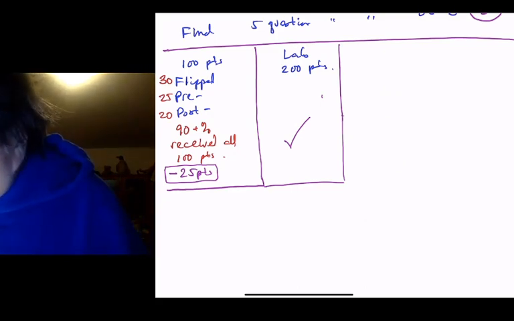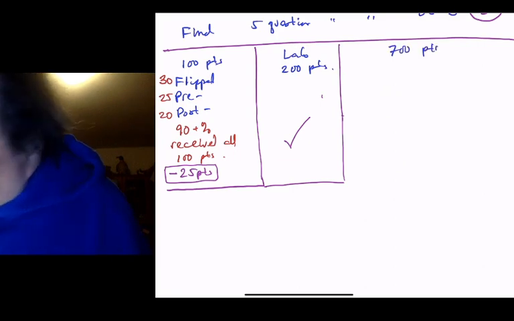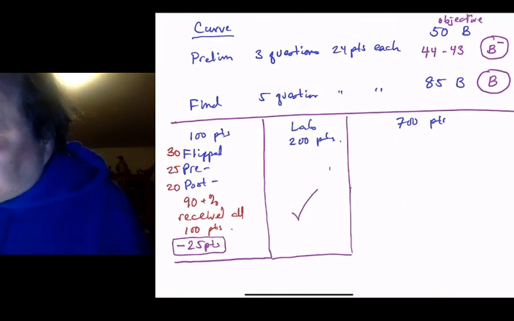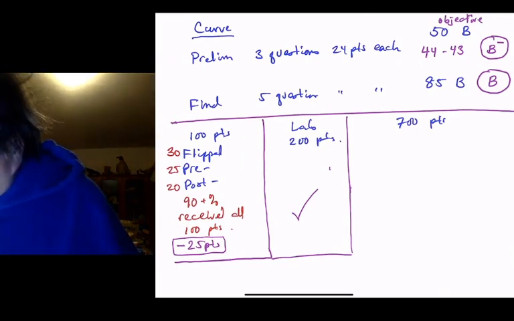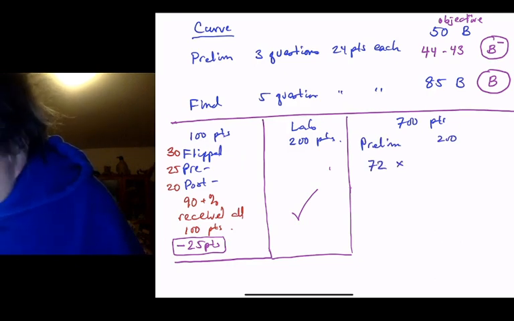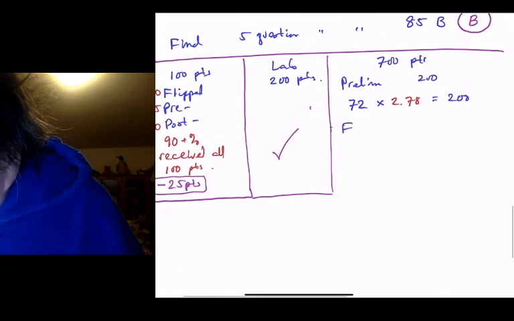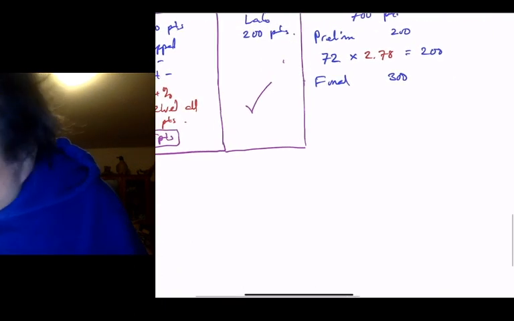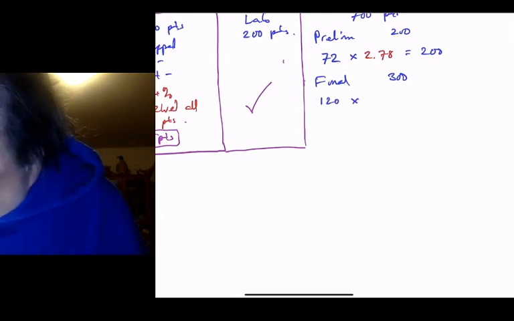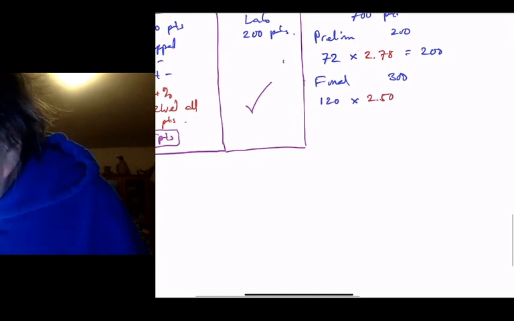So the big thing then, of course, is the exams. That's 700 points. I've already explained roughly how the exams should work and how the means came about. So the prelims are supposed to be worth 200 points each. 72 times, this is the important factor, 2.78 equals 200. And the final is worth 300 points. And so 120 times 2.50 equals 300 points.